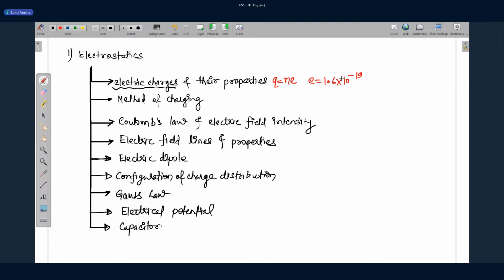Charge is a scalar quantity, and charge is always additive in nature. So these are the basic properties of charge.